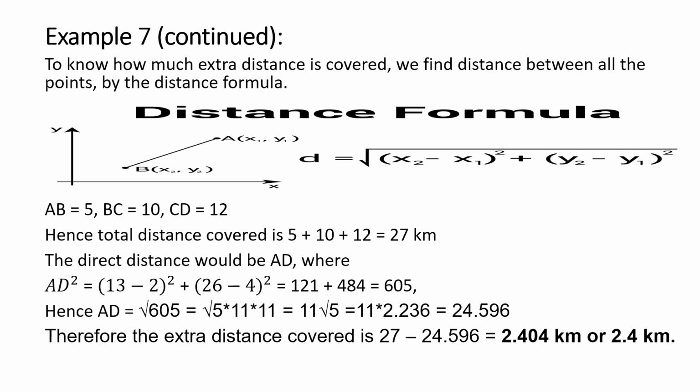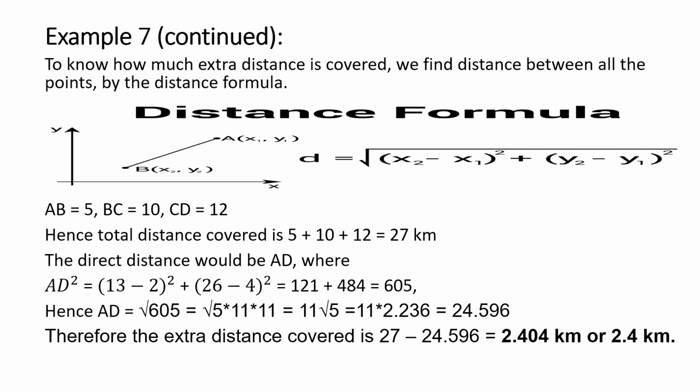You have home to bank, bank to school and school to office. So the sum of all the 3 distances is 27 kilometers. Now suppose we had gone directly to the office from the house, the direct distance would be between the first and last point, meaning house and office, AD.